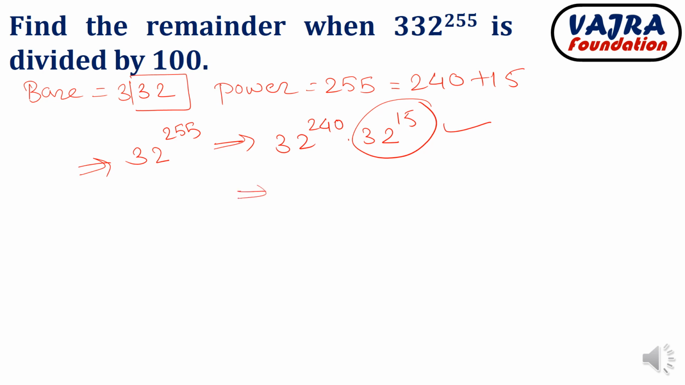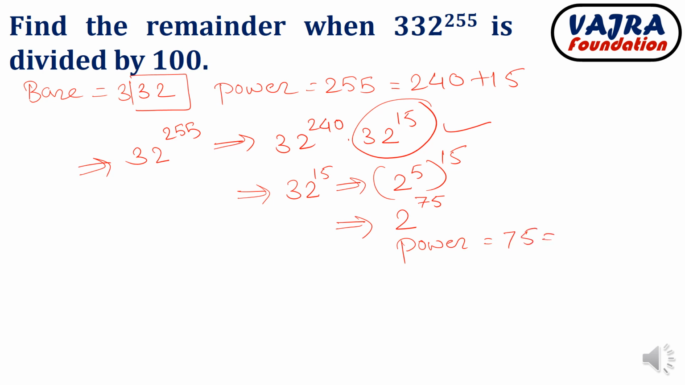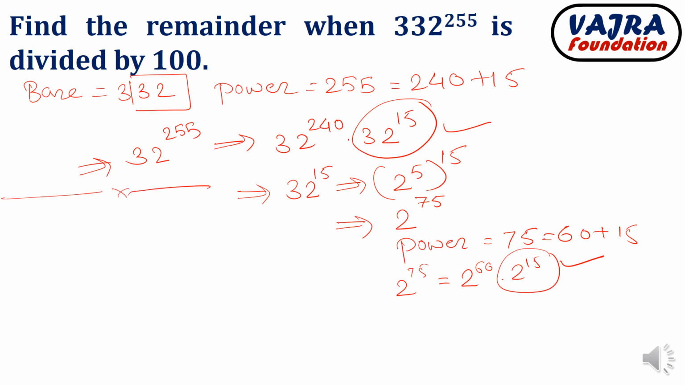Now this 32 to the power 15 can be written as 2 raised to power 5, to the power 15, which is 2 raised to power 75. Now again we will divide this power in multiples of 20. That is, 75 is equal to 60 plus 15. So 2 raised to 75 is equal to 2 raised to 60 times 2 raised to 15. We have to consider only this. Now we will start writing the powers of 2.